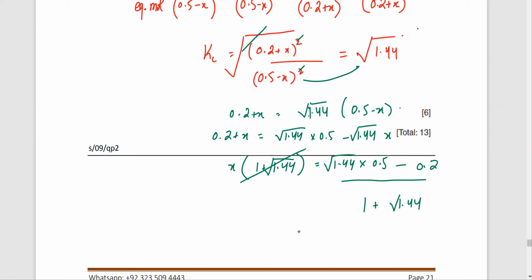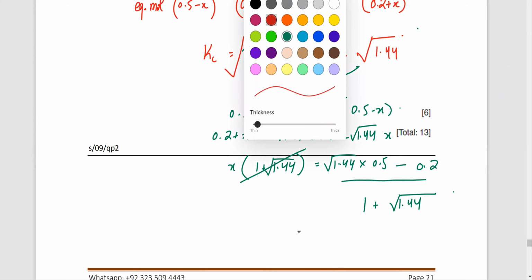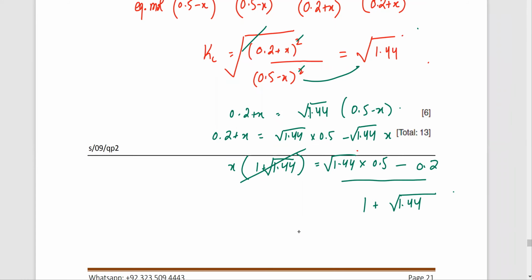√1.44. Now be careful with this under root. Remember, under root is going to give you two values. One of them is going to be plus and the other one is going to be minus. So when you're trying to do this under root, you're going to get two values. One is plus and the other one is minus. Okay? Always you get two values. So that would lead to two values for x. So what's √1.44? That gives me 1.2, I think.